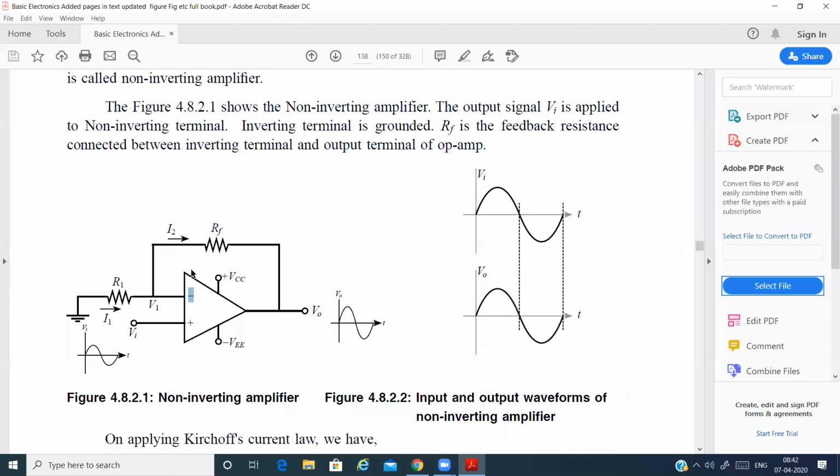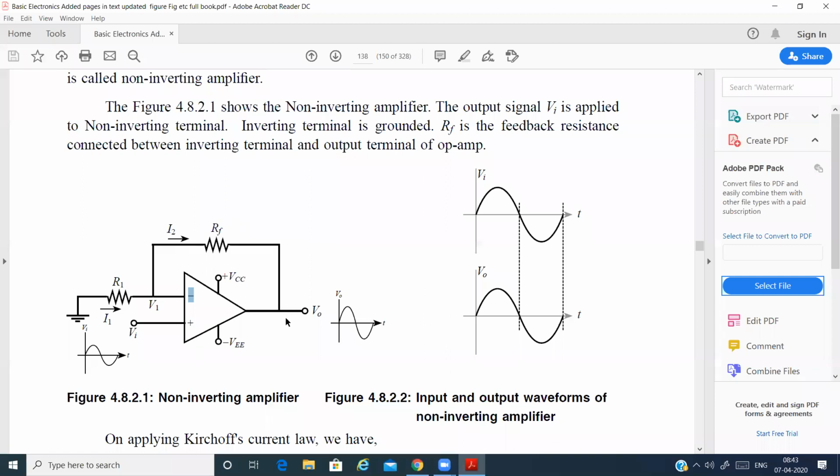But if you consider the feedback to the inverting terminal, it is going to reduce the gain. So by properly designing RF and R1, we can reduce the gain or decide the gain.